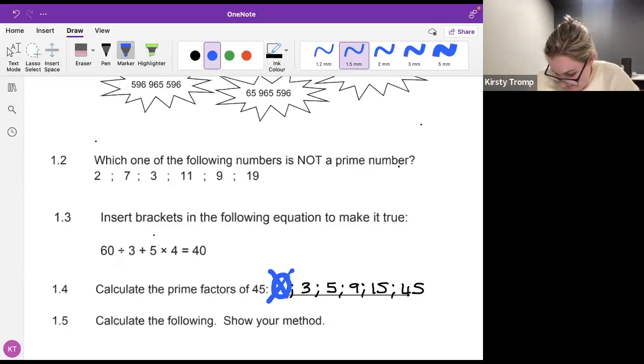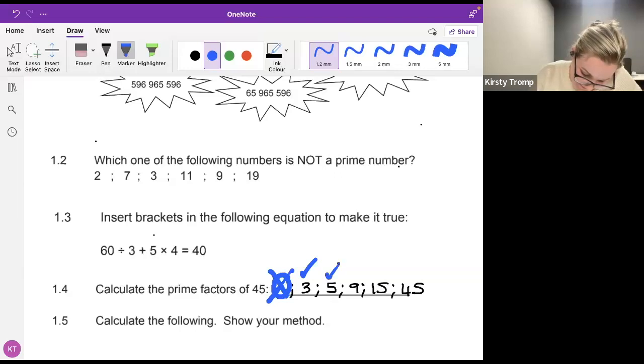And then let's look at 3. 3 is definitely correct. Let's follow me in the chat. If there's anybody that disagrees, please let me know. 5, I think, is a prime number as well. I think we can tick number 5 because it can only be divided by itself and 1. And then 9, Grace and I clearly discussed, is not a prime number. 9 can be divided into 1, itself, and 3. Therefore it's not a prime number.